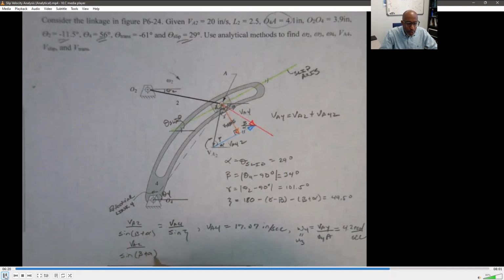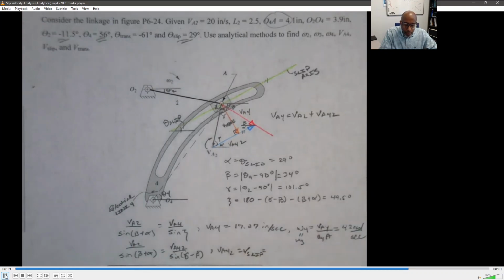Again, VA2 being our known opposite of beta plus alpha. And VA42 is opposite of gamma minus beta. And so we can now solve for VA42. VA42 is going to be equal to V slip. VA42 and V slip are always the same. And once we solve that equation, we get our 20.7 inches per second for VA42 or V slip.